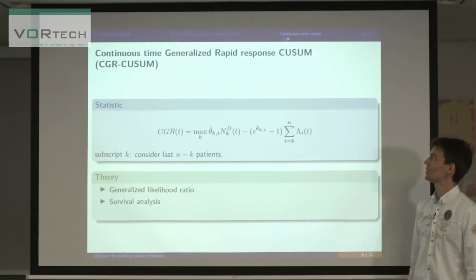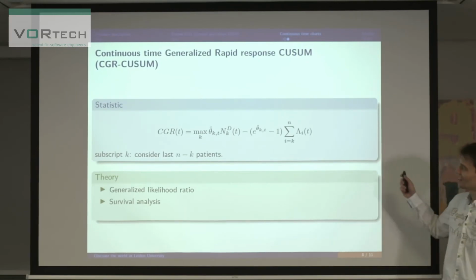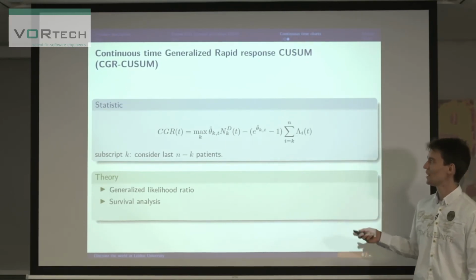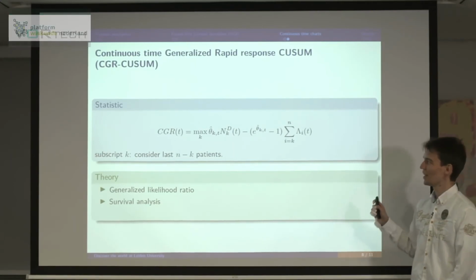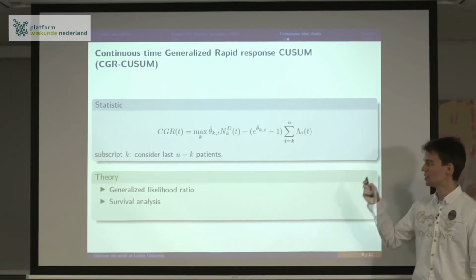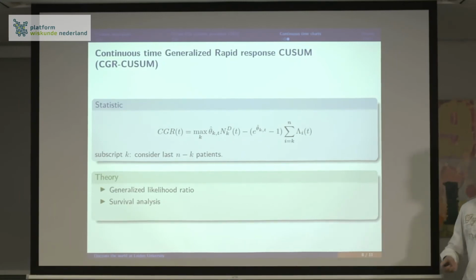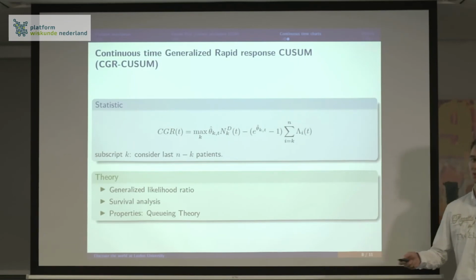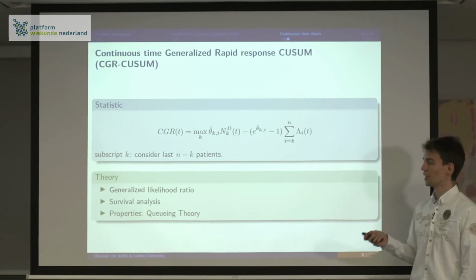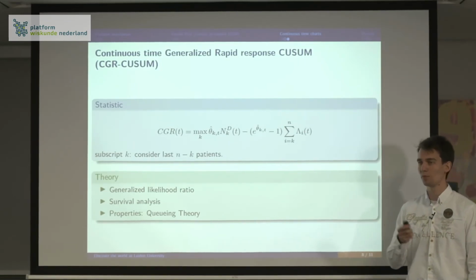So this continuous time, the CGR QSIM, the statistic I show you here, it's this thing maximized over the last n minus k patients, and we derive this by combining generalized likelihood ratio theory with survival analysis. And then we determine some properties of this chart using queuing theory, such as the average time it takes for a chart to detect a problematic hospital.